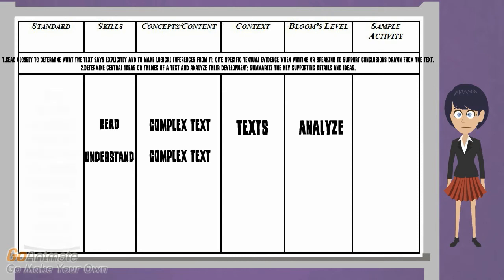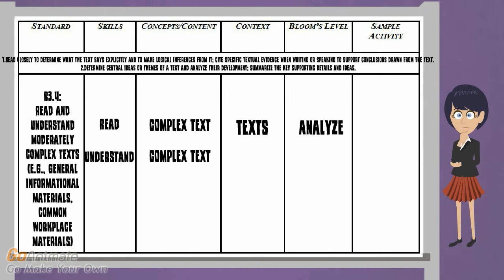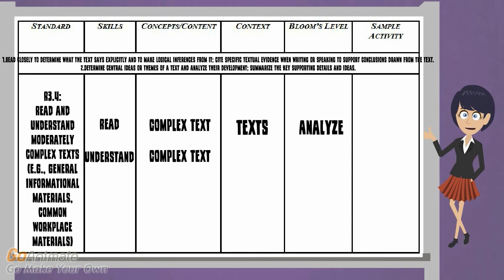I am going to cover up the text of the standard to see if what I have included under skills, content and context represent and describe the standard. I think the words I have chosen do that, so now I will check to see if I have used words that actually appear in the standard for the skills, content and context columns. Let's see. Students will read and understand moderately complex texts and common workplace materials. I did a really good job using words from the standard, except I did have to go back to the Anchor standard to help me determine which level of Bloom's I need to use.